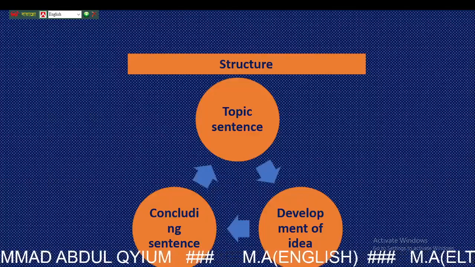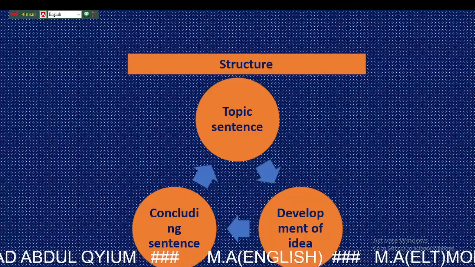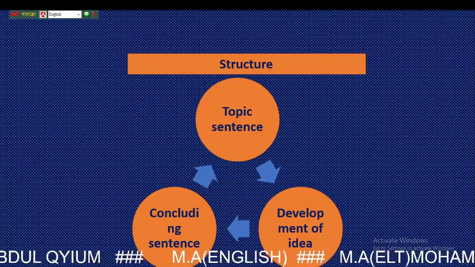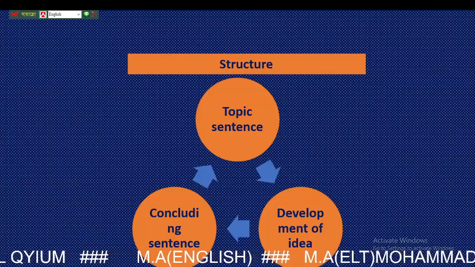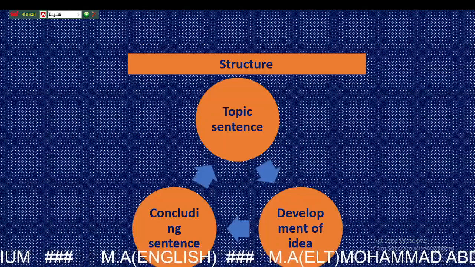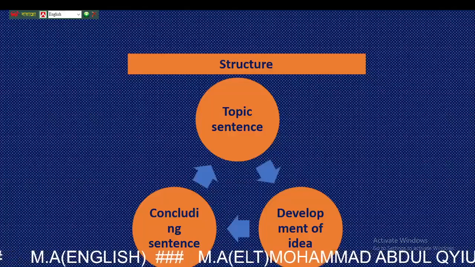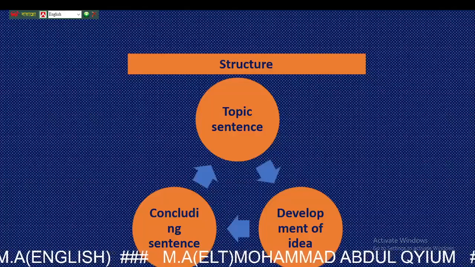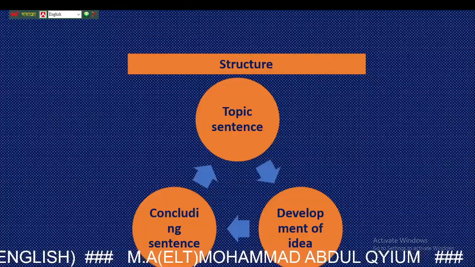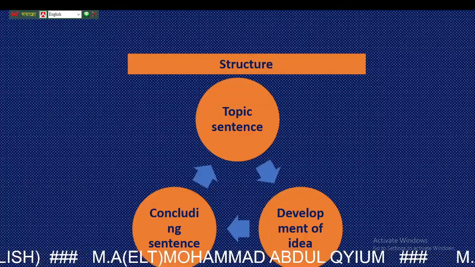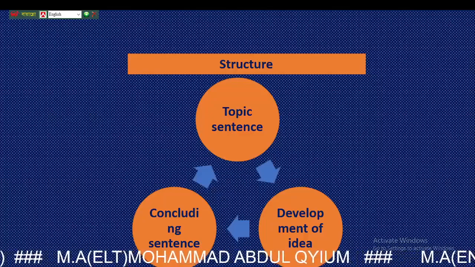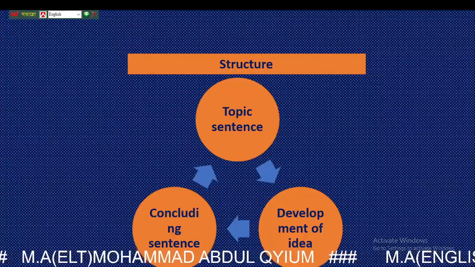Remember, in terms of structure, the second need is development of idea, and afterwards the concluding sentence. In terms of development of idea, I shall give you details, because this point needs details. It's important.